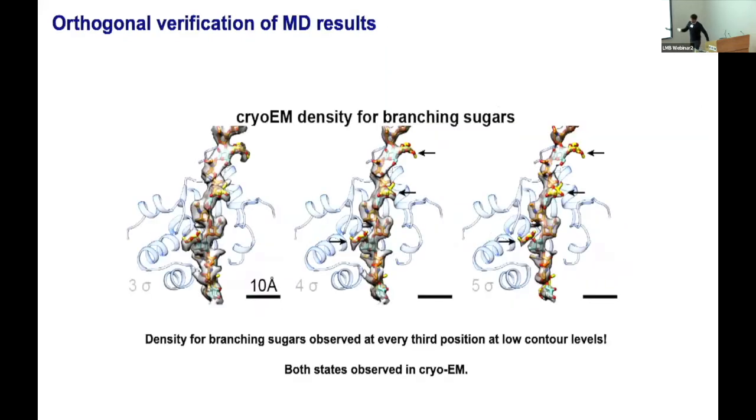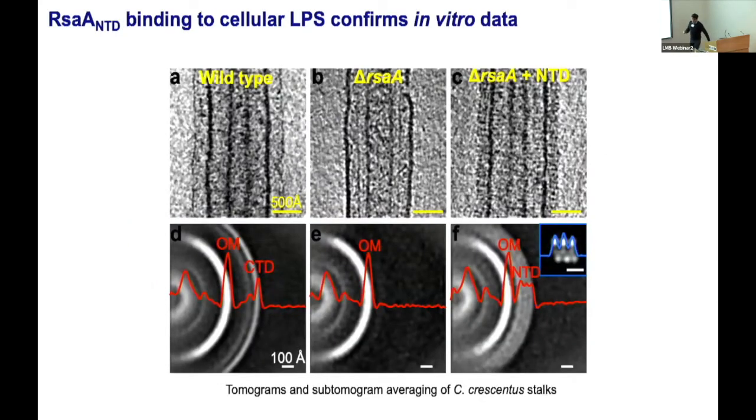So then we went back to our cryo-EM map, and instead of finding density for the branching sugar at every 6th position, we found density for the branching sugar at every 3rd position, meaning that both states are present in our cryo-EM map. So both are likely to be occurring on the cell. So we wanted to confirm that on cells.